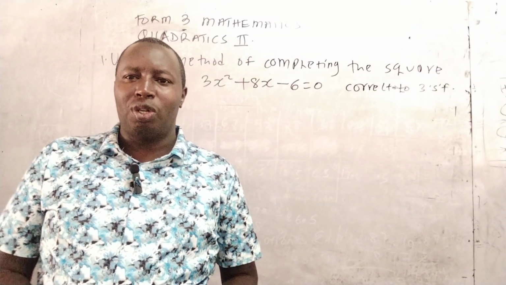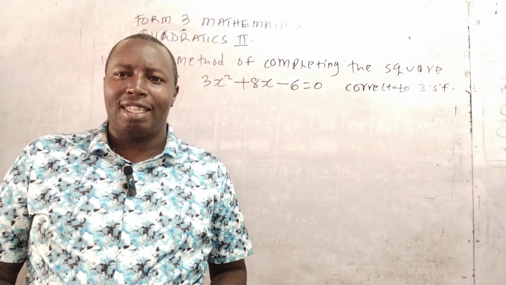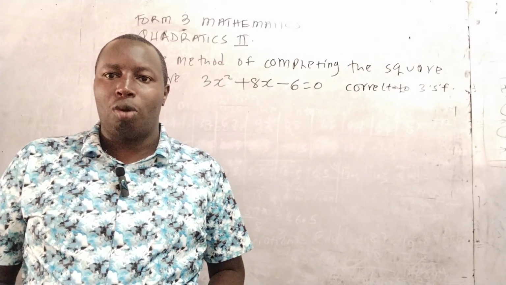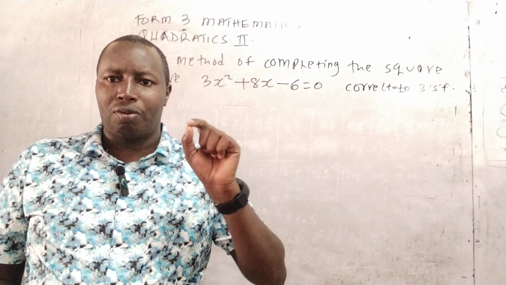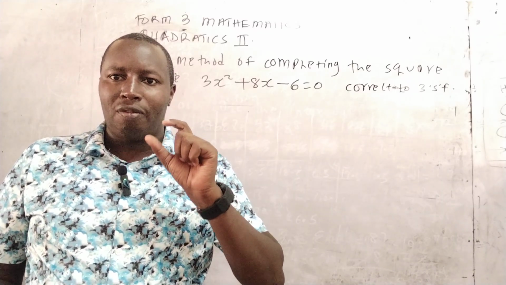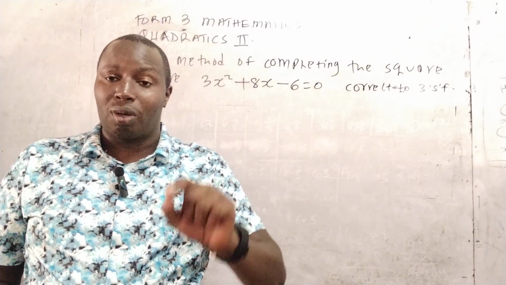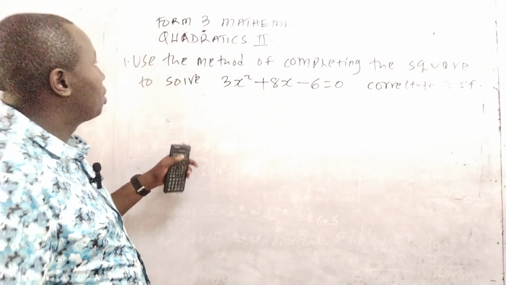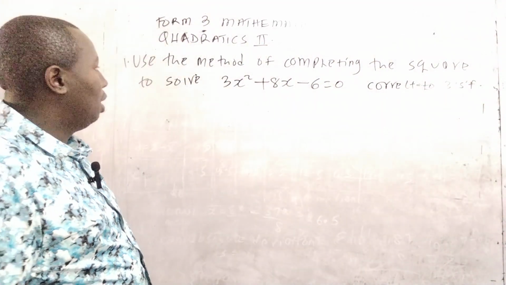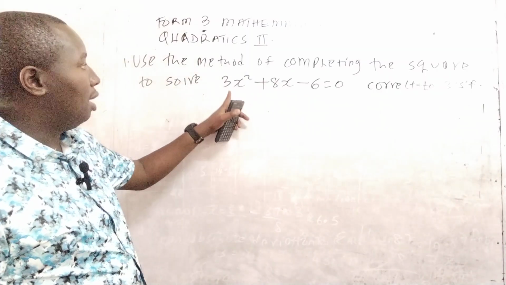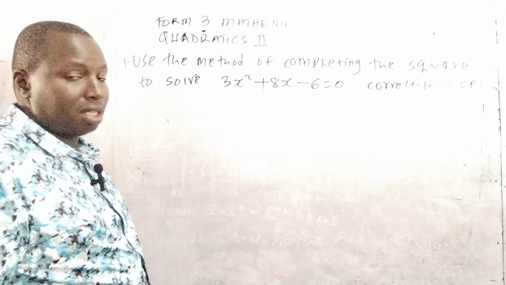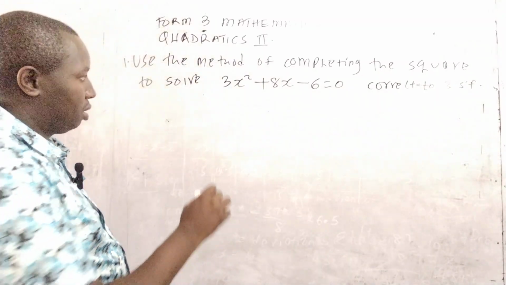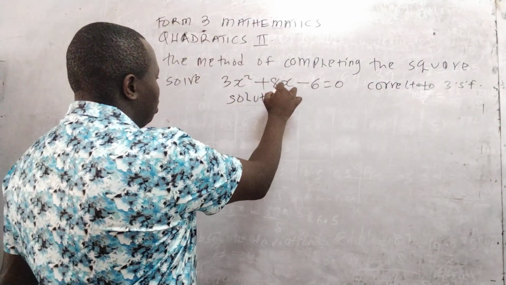And today we are going to cover, from Form 3 mathematics, the topic called Quadratics II, and the subtopic on completing the square method: using the completion of square method to find the values of x for a quadratic equation. I've already provided a question here. Use the method of completing the square to solve 3x squared plus 8x minus 6 is equal to 0. So, the solution for this question.